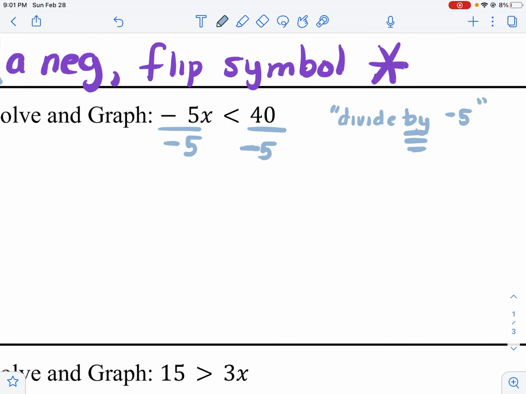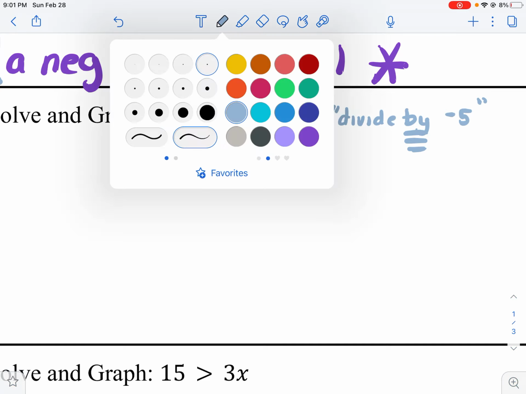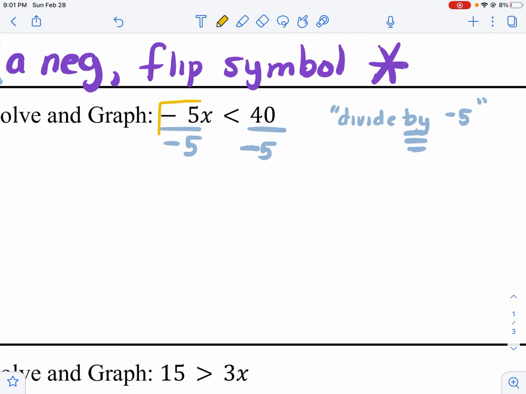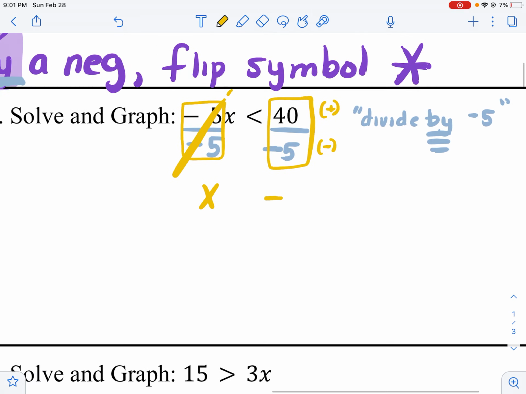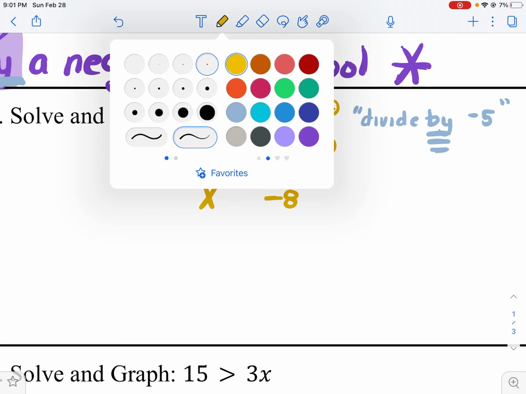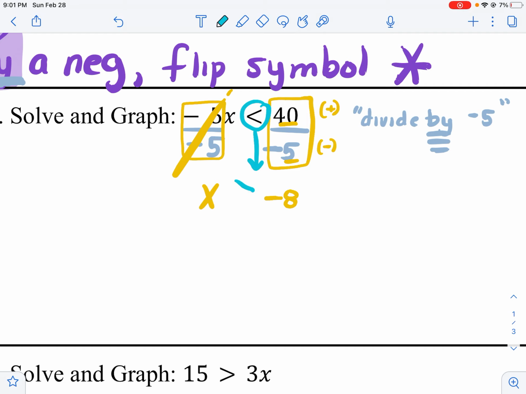So here's what happens. The negative 5 and negative 5 cancel each other out, leaving us with x. Our 40 divided by negative 5: a positive divided by a negative is a negative, and 40 divided by 5 is 8, so negative 8. And then since we divided by a negative, we must flip our symbol from less than to greater than. So our final answer is x has to be greater than negative 8.